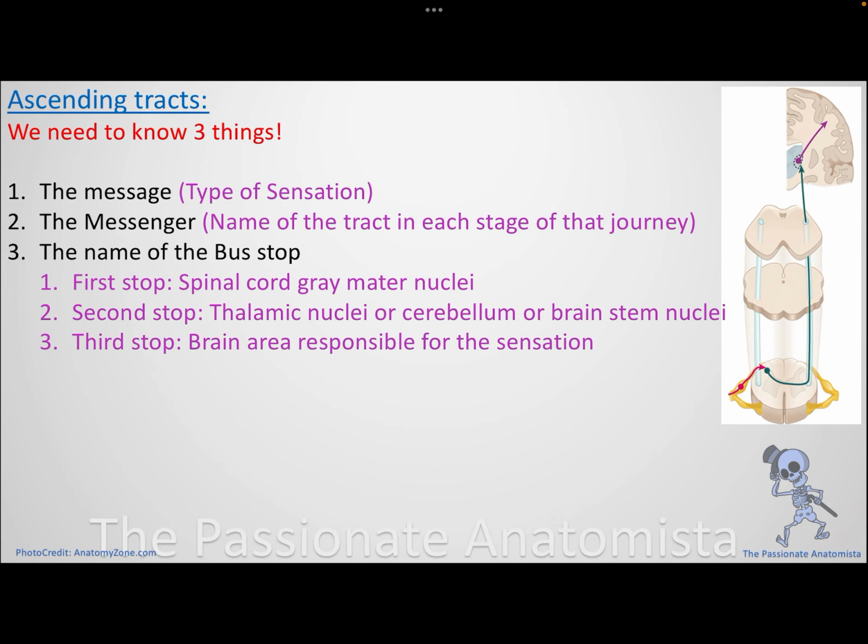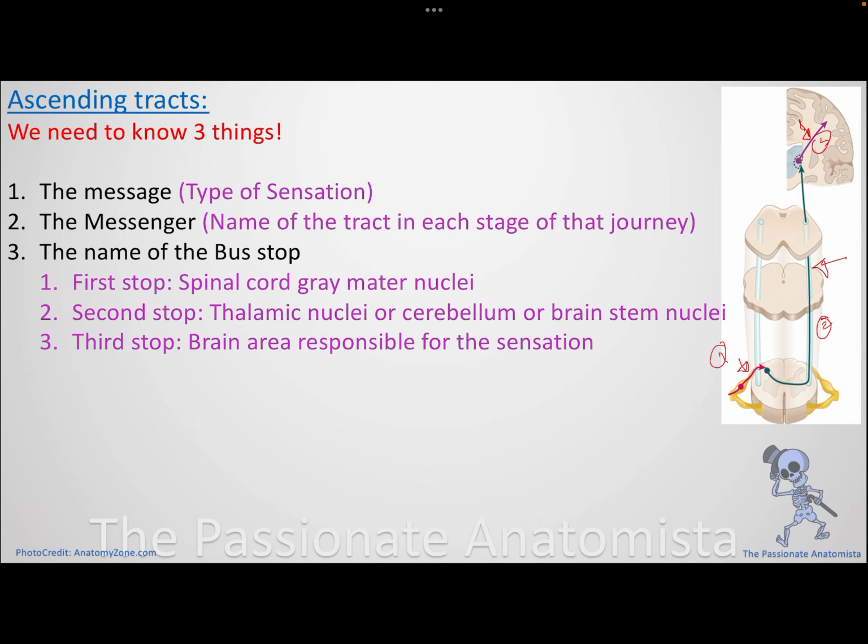Okay, now what do we need to know in order to understand the ascending tracts in a very simple way? You need to know, first of all, what type of sensation we are carrying by that tract. Number two, what is the name of the tract in the spinal cord, and the same name of the tract in the brainstem, because you guys, this is the spinal cord. The red thing is the tract. And once you reach the brainstem, we call it lemnisci. Okay, and once you reach here, this is the posterior limb of internal capsule. This is the third order neuron. In another way, first order neuron, second order neuron, third order neuron.